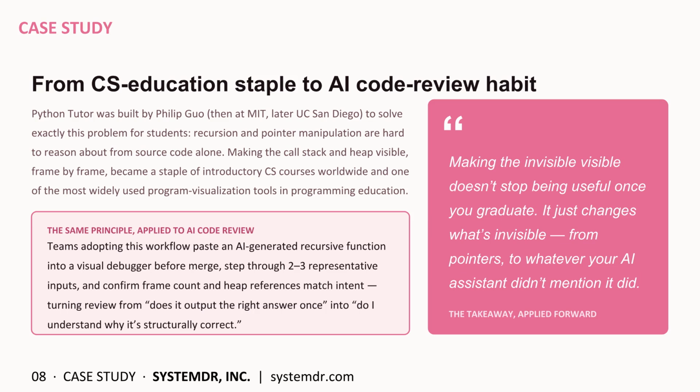The same make-the-invisible-visible principle that helps a first-year student understand recursion helps an experienced engineer verify recursion they didn't write themselves. The invisible thing has just shifted from what is a pointer to what did my AI assistance code actually do? Teams that adopt this as a habit paste an AI-generated recursive function into a visual debugger before merging it, step through 2 or 3 representative inputs, and confirm the frame count and heap references match what they actually intended. That turns code review from, does it output the right answer once, into, do I actually understand why this is structurally correct?